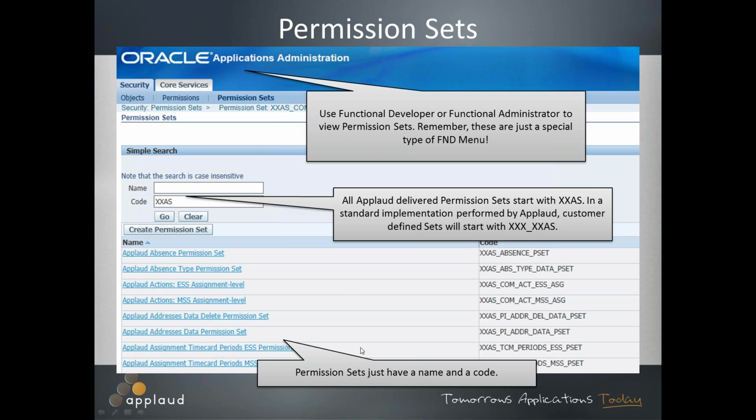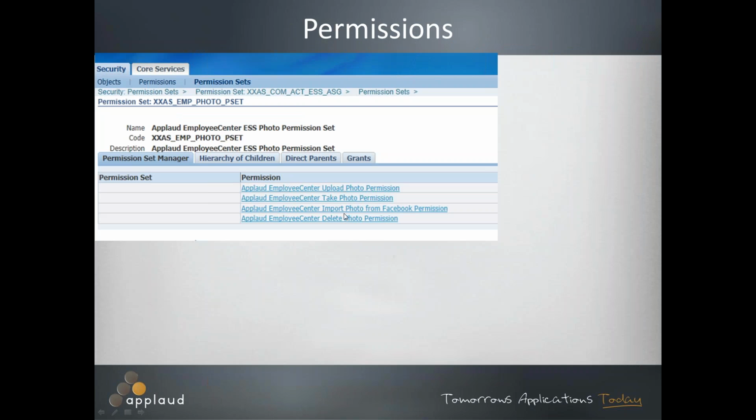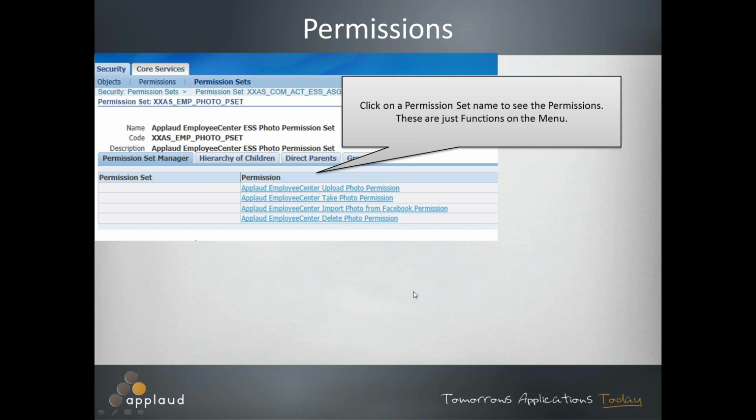Permission sets are basically as simple as you can get in Oracle. They have a name and they have a code, and that's it. Of course, they have permissions underneath. This is a screenshot of that. Permission sets just contain a list of permissions, just like functions in a menu. So here's an example from our demo system where we've got the photo example again, upload, import and delete.